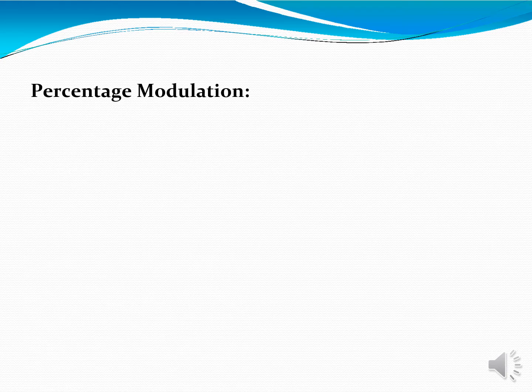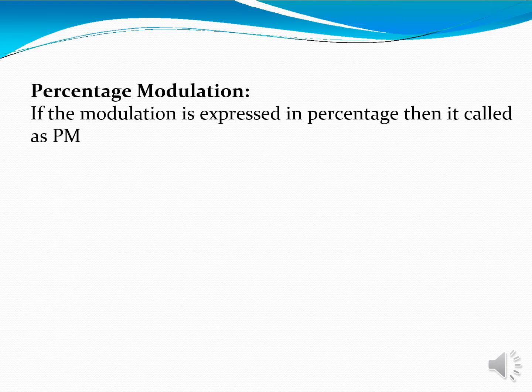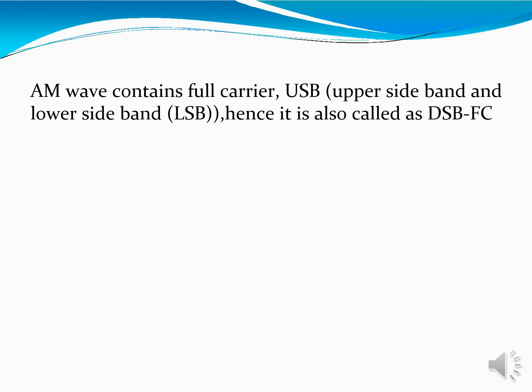So next one we are having the percentage of modulation. So if the modulation is expressed in percentage, then we will call it as the percentage of modulation. So in the amplitude modulation, this will contain full carrier, upper sideband and the lower sideband. So we will call it as double sideband full carrier.